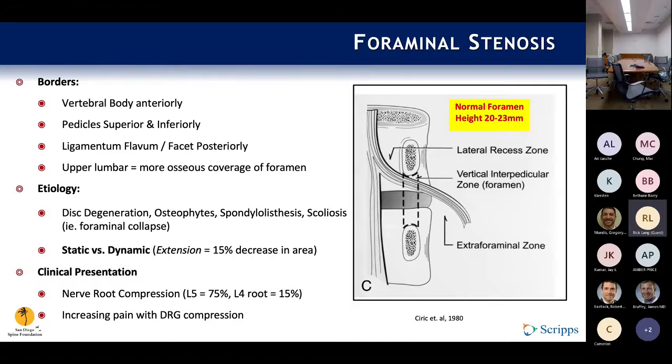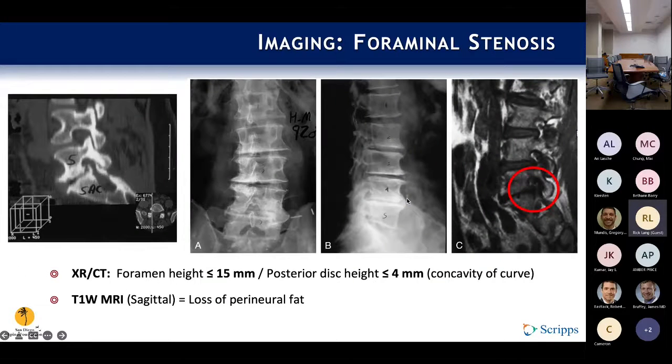So there are patient populations that have symptoms, however, on imaging, it does not look like they have foraminal compression. It's been found that extension itself, or lumbar extension, will drive foraminal narrowing by about 15%. So if it's close and they're getting symptoms in extension, it's likely a dynamic foraminal stenosis. Just something to look out for, as it may not be picked up on imaging. These generally present with nerve root compression, L5 nerve root 75% and L4 15%. And because the dorsal root ganglion can live right here, especially at your lower lumbar levels, there can be significant radicular pain associated with the foraminal stenosis.